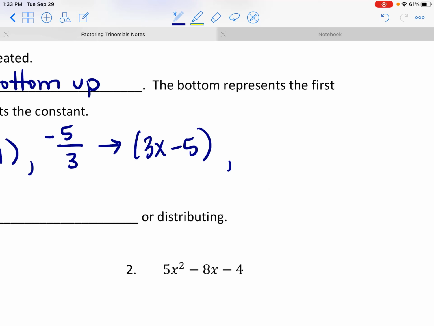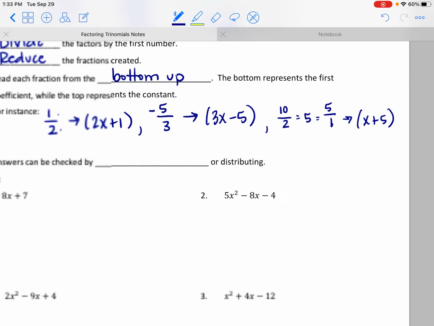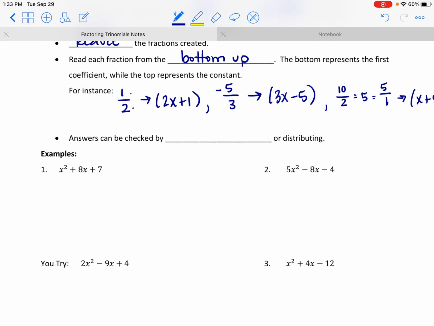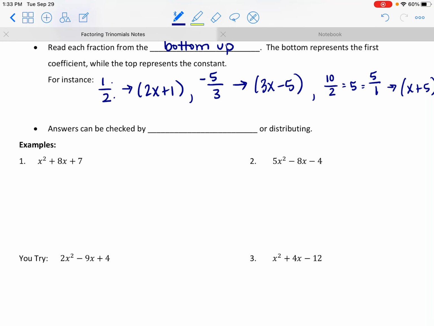Again, if you ended up with a whole number, so let's say you had like a 10 over 2, technically that reduces to 5, but you really want to look at the 5 as 5 over 1 so that you know that it's a coefficient of 1 in front of your x and then that positive 5. So 1x plus 5 would be your factor. Okay? Alright, so now, the nice thing too about when you're factoring is you can always check your work. Answers can always be checked by multiplying them back out, and that's something you can do in your head. You don't necessarily have to do it on paper.